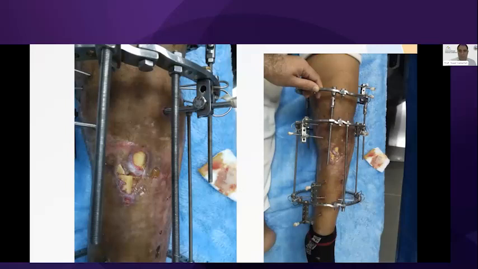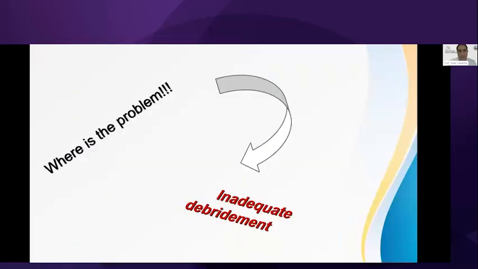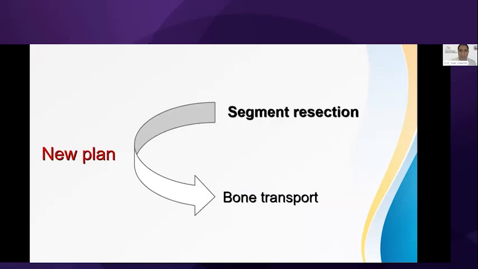Where is the problem? What was our mistake? We think the problem was inadequate debridement. We tried to save some bone, not to go for reconstruction of bone or soft tissue, so we conserved some dead bone. This was a mistake, a big mistake. Our new plan was to go to segment resection and bone transport.